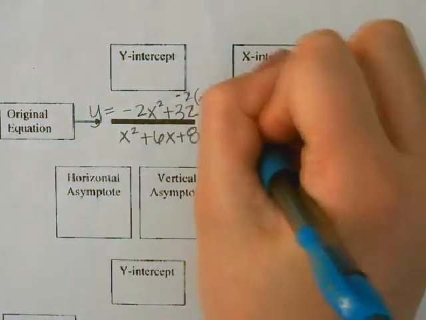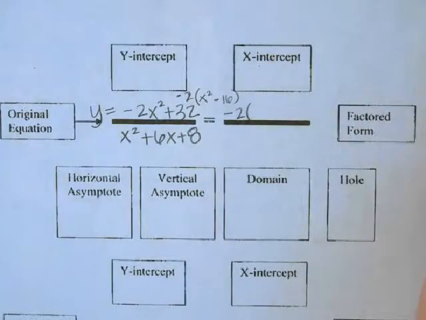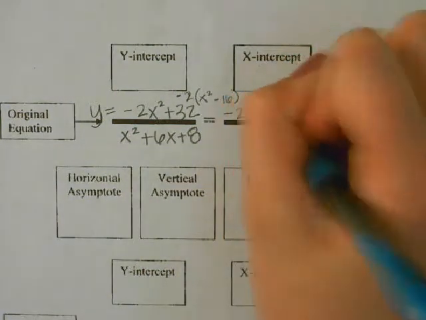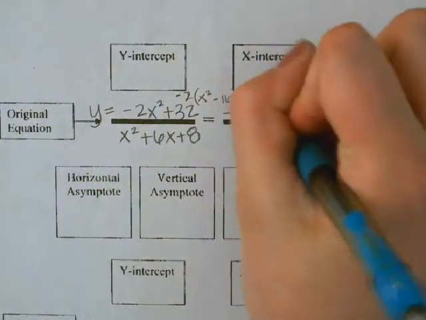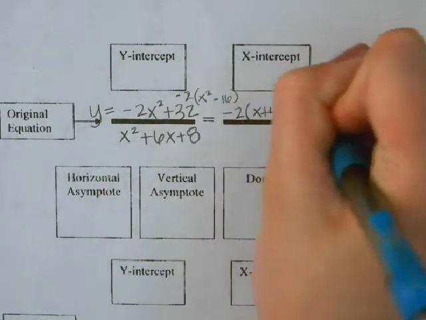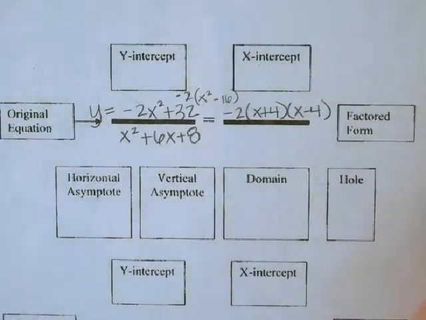So I've got the negative 2 pulled out in the front. And that's a difference of squares, which is x plus 4, x minus 4. And then on the bottom, we're looking for what multiplies to 8 but adds to 6. 4 and 2.